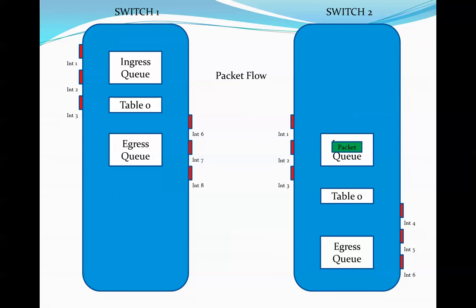In this case, the action was to send it out of interface 7 with the destination of interface 2 on switch 2. Again, the packet is brought into the ingress queue, gets processed and sent to the table for lookup, and after finding a match and receiving what the action should be, it's sent to the egress queue to wait for transmission, in this case sent out interface 5 to its next destination.